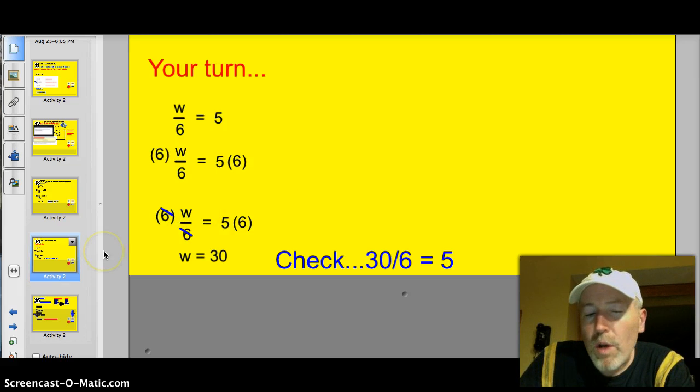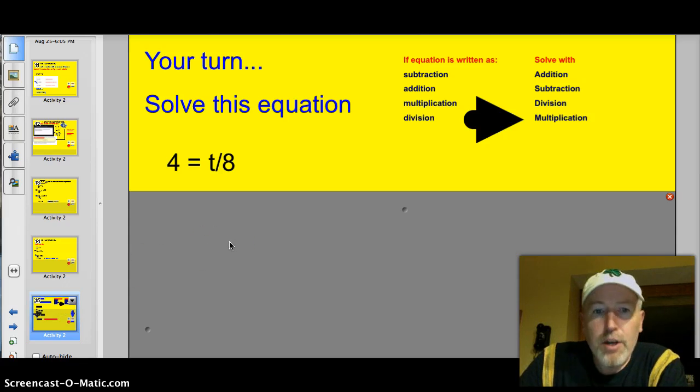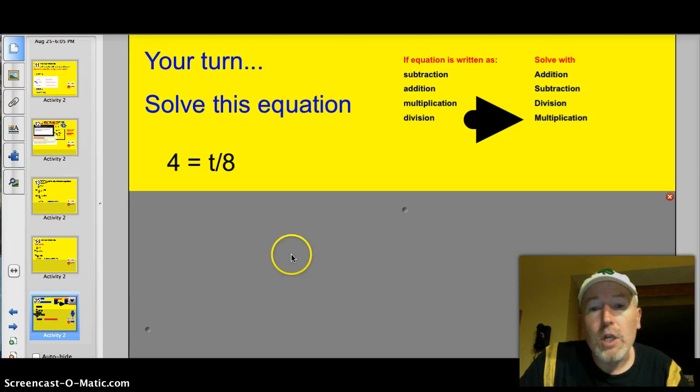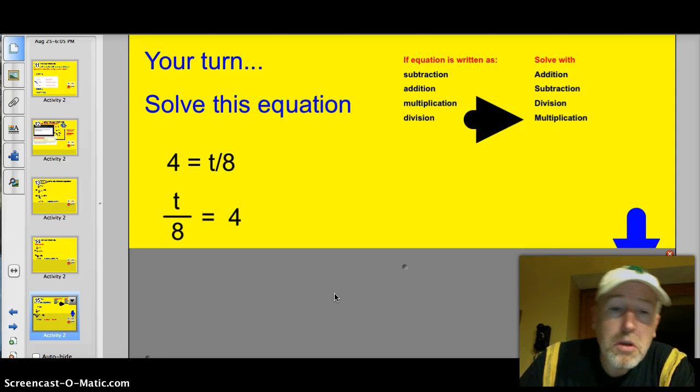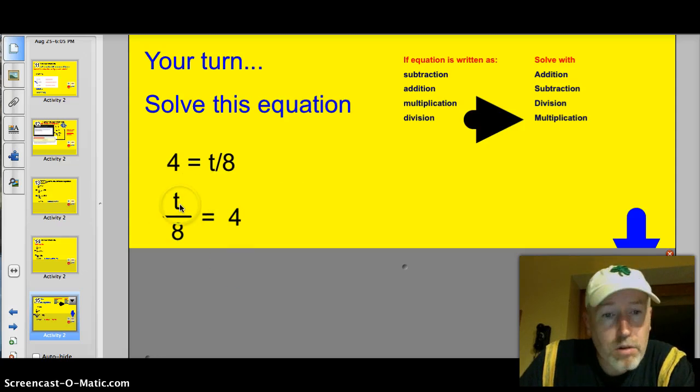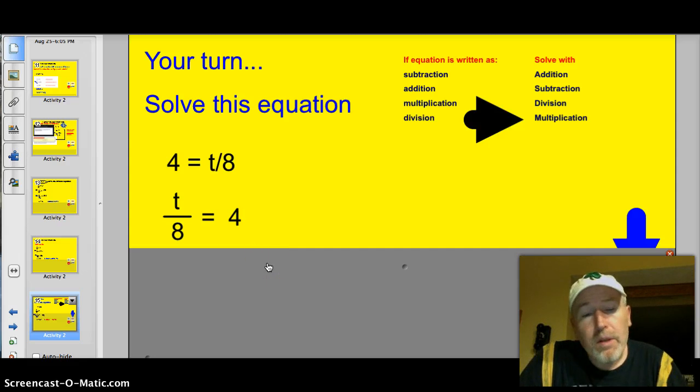All right, this one I'm going to go into just a little bit more detail on one piece here. All right, 4 equals t divided by 8. Ooh, I kind of flipped the equal sign. I didn't flip the equal sign, but I flipped which side the division portion was on. Go ahead and give it a shot. All right, if you're anything like me, you like things kind of particular. So when I rewrote that, I just flipped it. I like working with the variable over on this side. So I just wrote t over 8 equals 4.